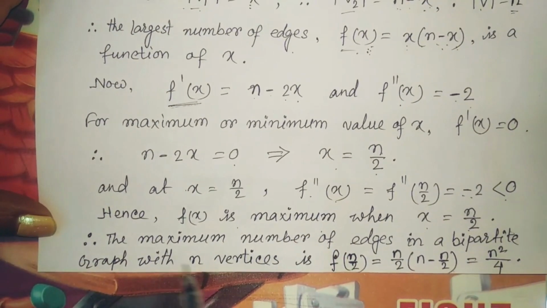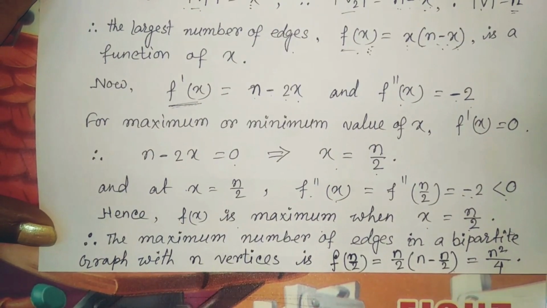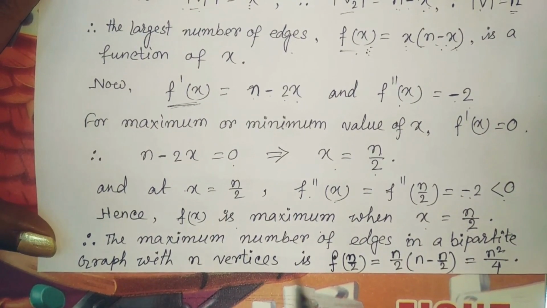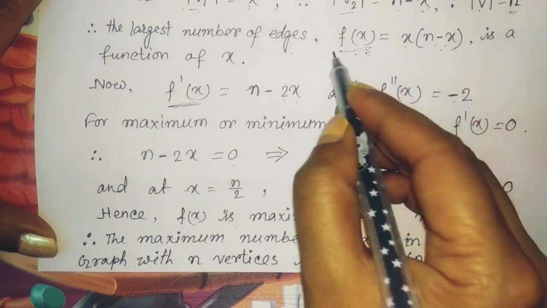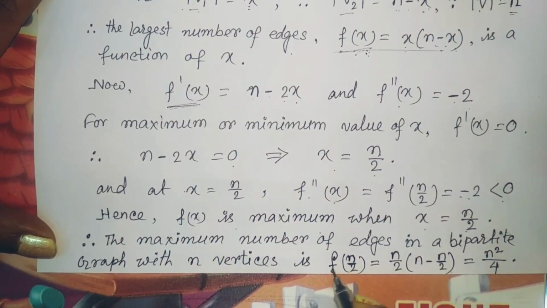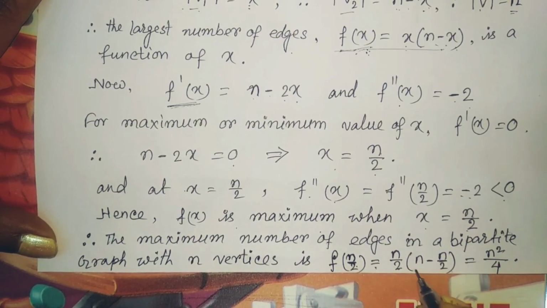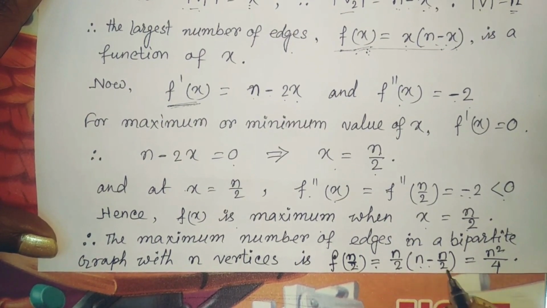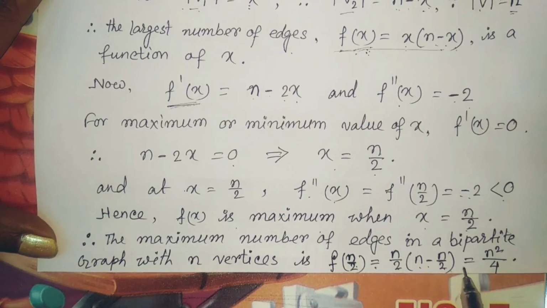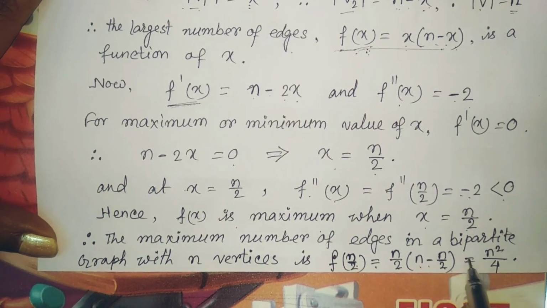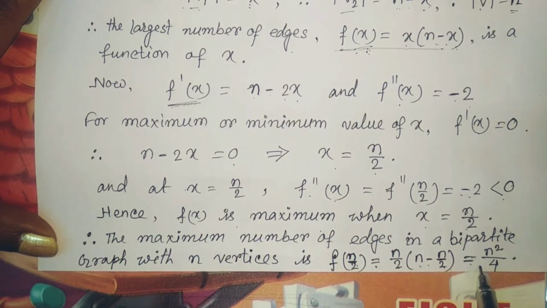Therefore, the maximum number of edges in a bipartite graph with n vertices is, if we substitute the x value in this function, f of n by 2 equals n by 2 into n minus n by 2. After calculating and simplifying, we find its value is n square by 4. Hence the proof.